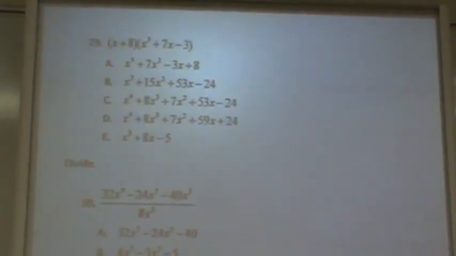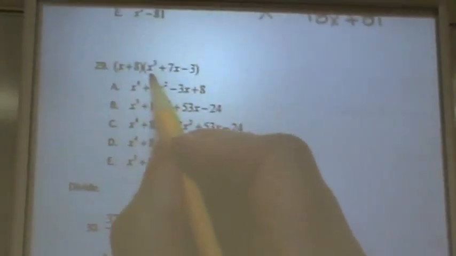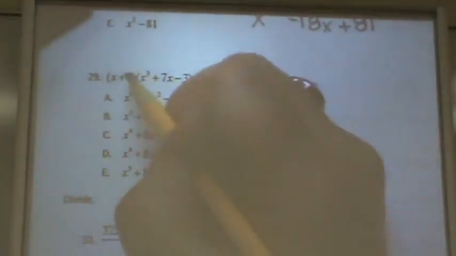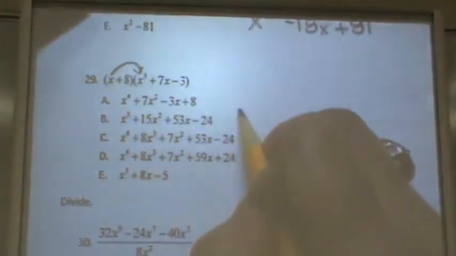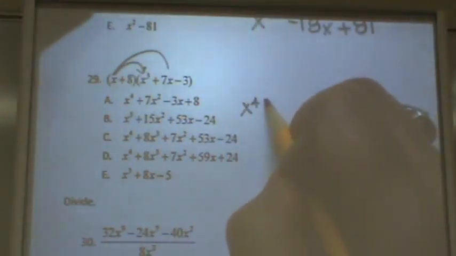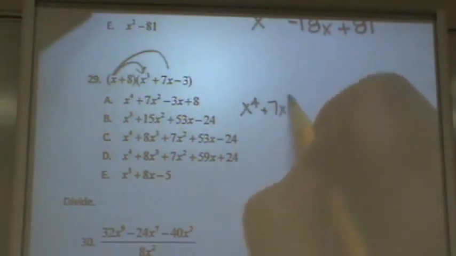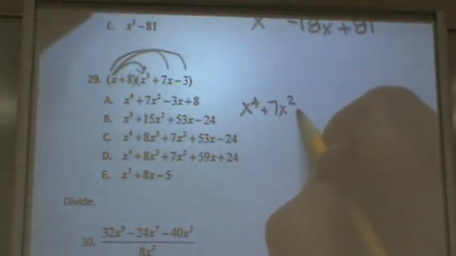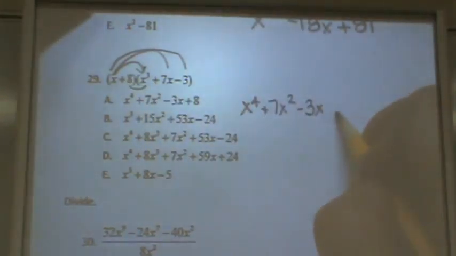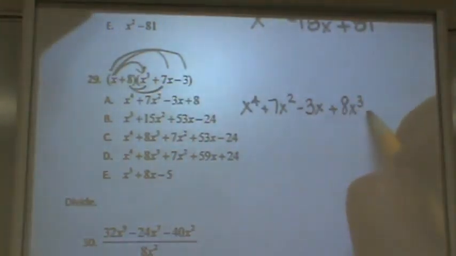29 is asking you to multiply a binomial to a trinomial. So what we have to do is we have to distribute x times x cubed is x to the 4th. X times 7x is 7x squared. And then minus 3x. And then we will do the 8 times x cubed is 8x cubed. 8 times 7x is 56x. And 8 times negative 3 is negative 24.